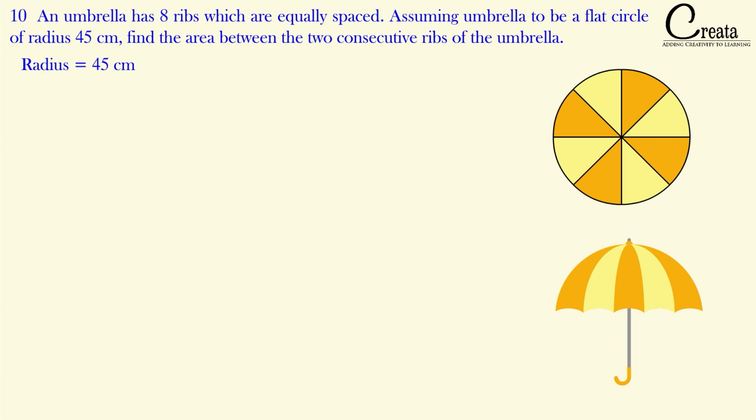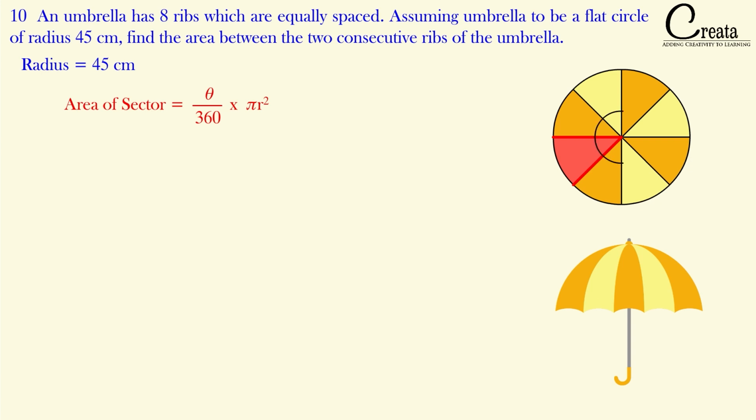Let's take any two consecutive ribs. Let's take these two ribs. And we have to find the area between these two ribs. The shaded portion, or the area between the two ribs, is the sector. So basically in this question we have to find the area of this sector. The radius of the circle is given as 45 cm and this is the formula for the area of the sector. Two inputs are required, theta, that is the angle, and the radius. The radius is given, only the angle is missing. So let's find the angle.